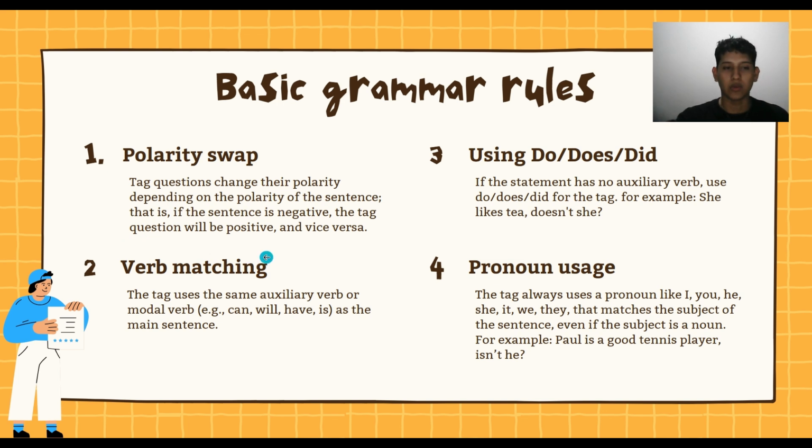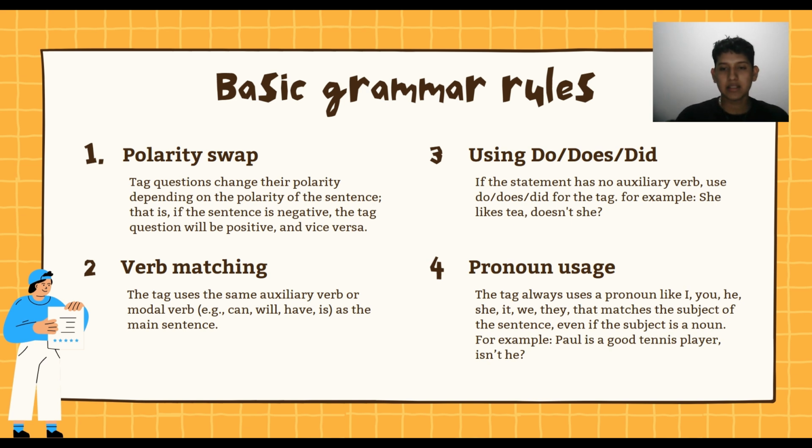The second rule is verb matching. The tag uses the same auxiliary verb or modal verb, for example, can, will, have, is, as the main sentence. As you see in the example, you are a student, aren't you? The same auxiliary verb. Third rule, using do, does, and did. If the statement has no auxiliary verb, use do, does, and did for the tag. For example, she likes tea, doesn't she?